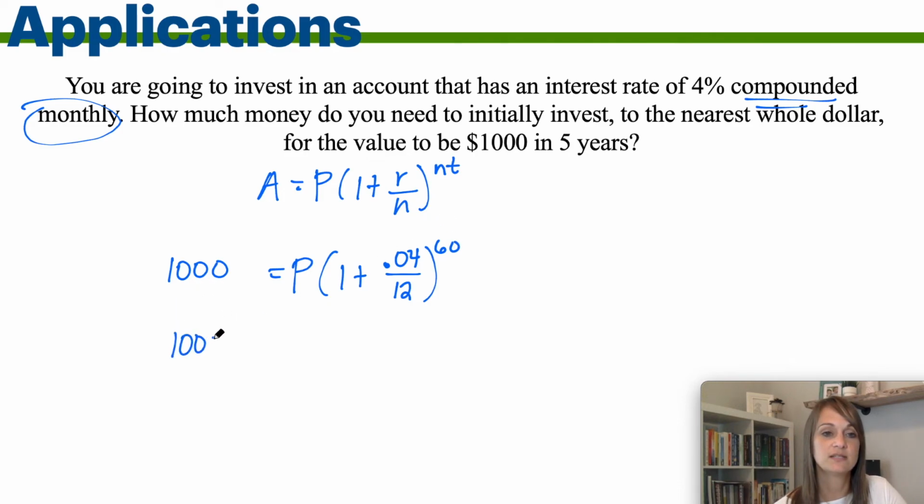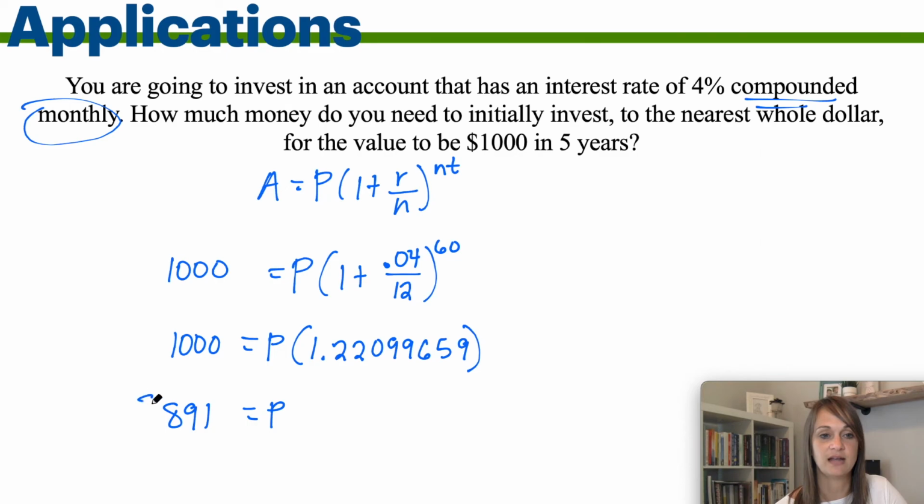In order to solve this, you can put this part right here in the calculator and you will get 1.22099659. Then to solve for P, you divide both sides by that and you will get $891. So this means that you need to invest $891 so that 5 years later, you will have $1,000 in the account.